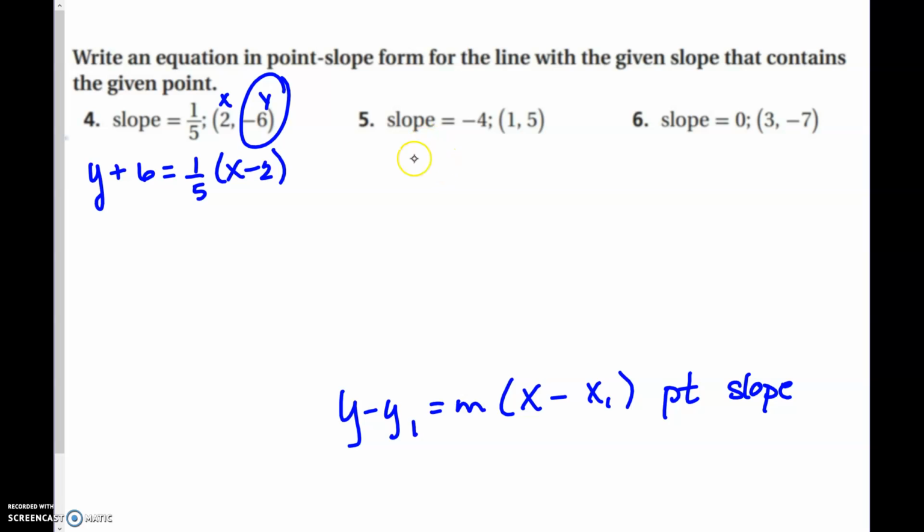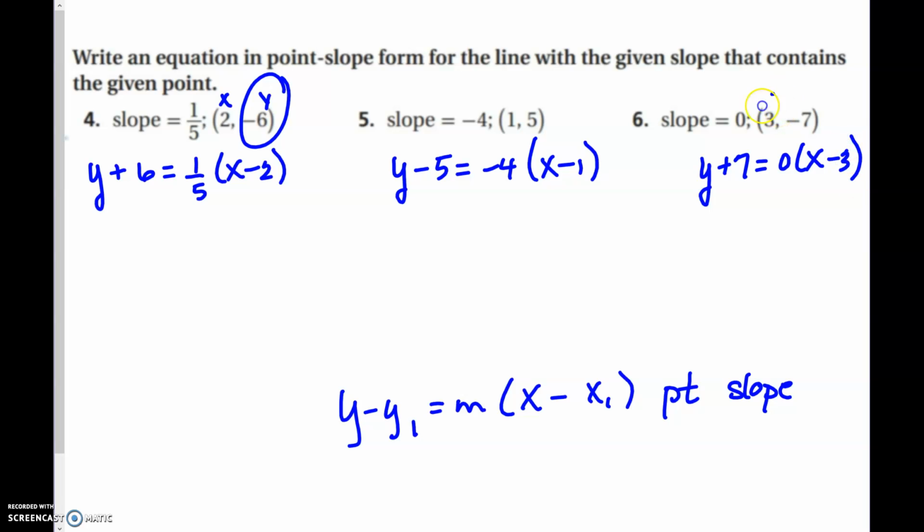All right. Number 5, y minus 5 equals -4 and x minus 1. And number 6, we have y plus 7, 0, and x minus 3. This looks like a +3, so we write a -3 in the point-slope equation form. All right, that should do it.